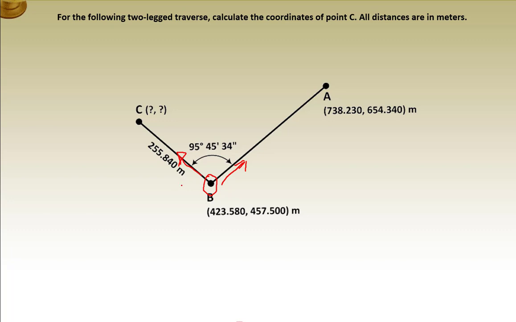The length of the line BC is given, and the coordinates of station A and station B are given. The easting of point A and the northing of point A, the easting of point B, and the northing of point B. So we are required to find the coordinates of point C.